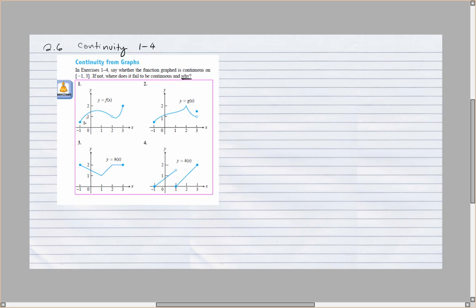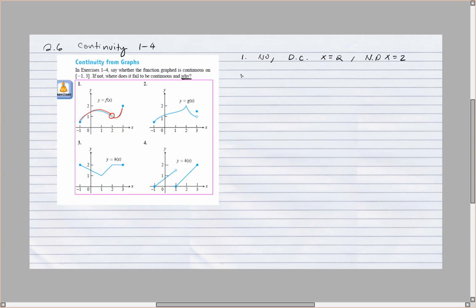The first graph looks pretty continuous until we get to this part right here. The circle means that f of x doesn't exist at that point, and that's why the answer for number 1 will be no, because there's a discontinuity when x is equal to 2. Okay? And it's also not defined at x equals 2.